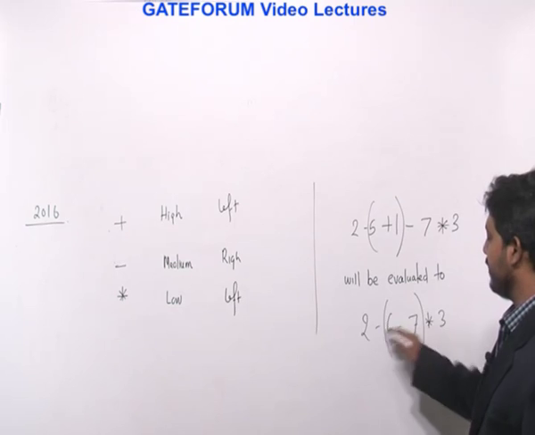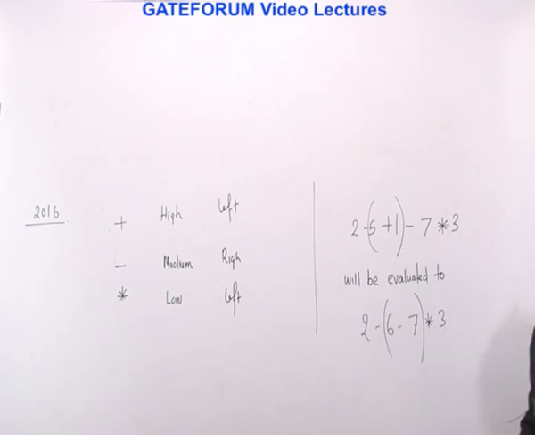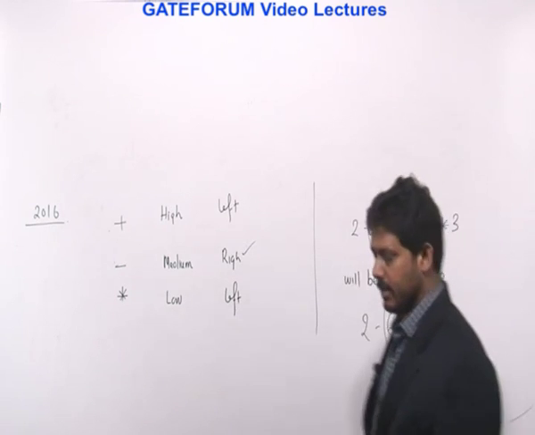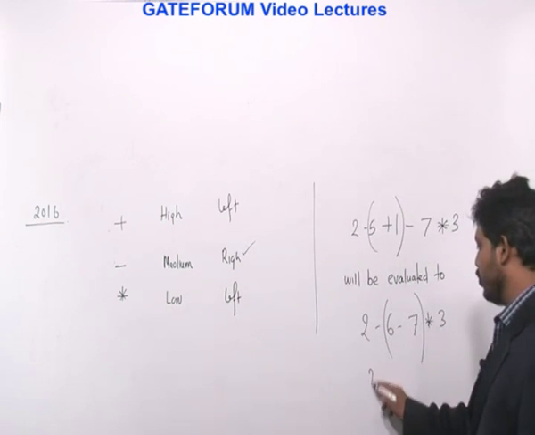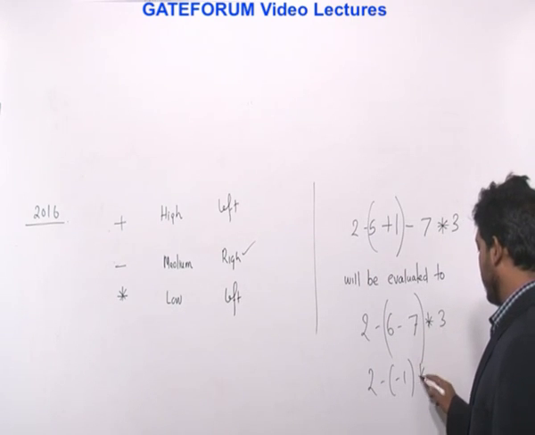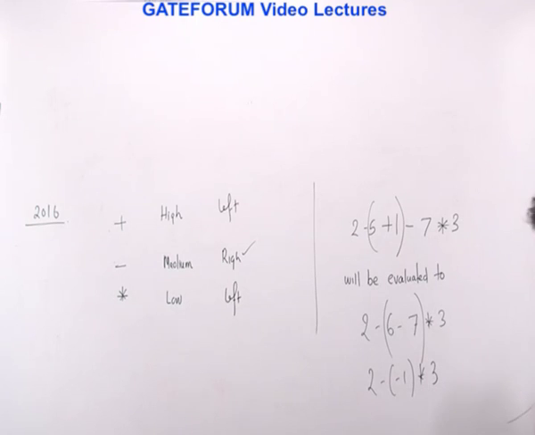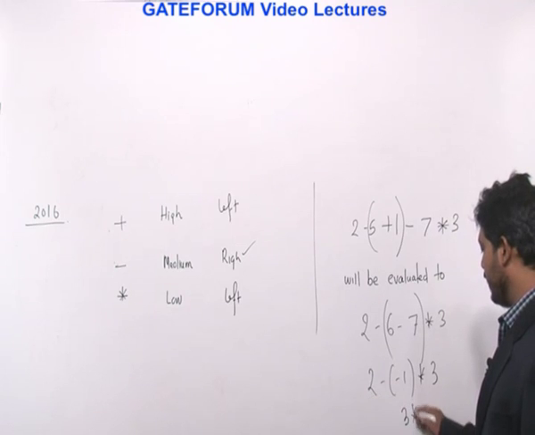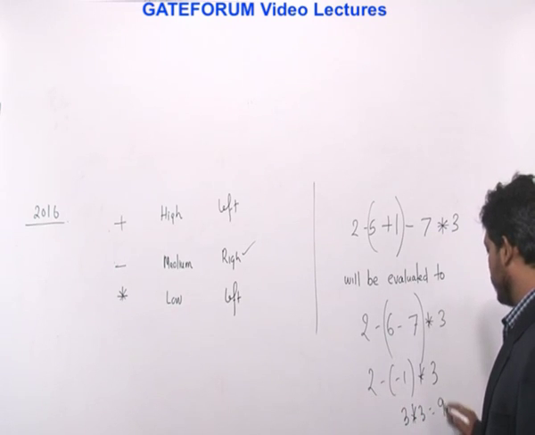So now for 6, on left and right side both there is an operator minus, but 6 will be associated with the operator on the right hand side. Why? Because the associativity given in this case is right. So 6 minus 7. So 2 minus, this answer will be evaluated to minus 1, multiplied by 3. This is how it will look. 6 minus 7 will become this. Now 2 minus minus 1 will be 3. 3 multiplied by 3, answer is equal to 9.